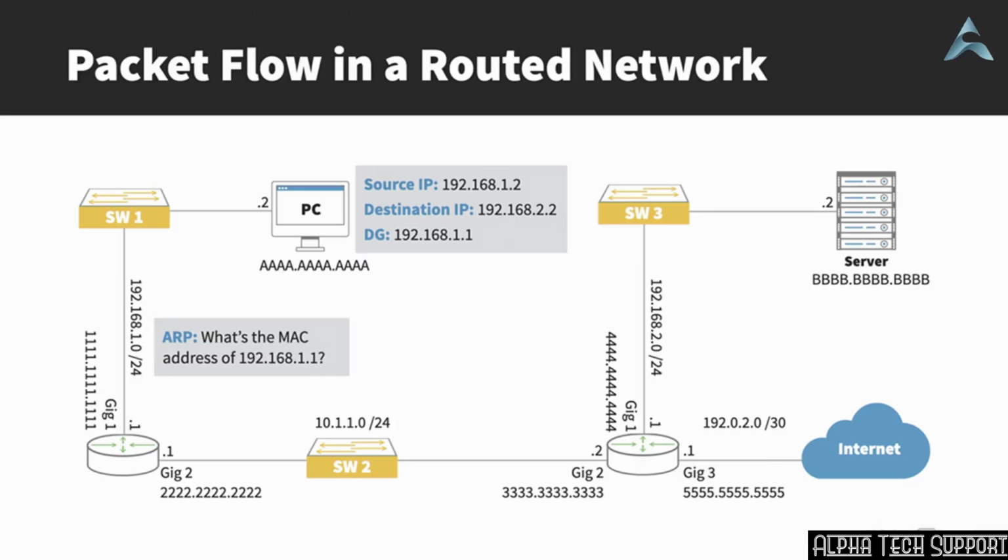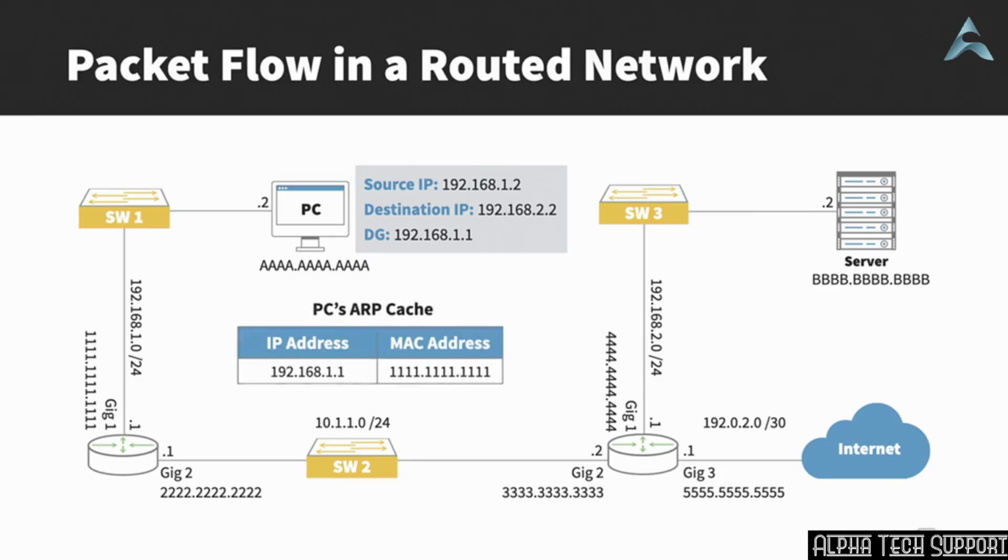192.168.1.1? And router R1 says, yes, that's me. I have the all 1's MAC address. The PC gets that, and it makes a note of that in its ARP cache. So the next time it wants to go to 192.168.1.1, it doesn't have to send out an ARP broadcast. It's going to memorize the MAC address of that IP address. So now the PC is ready to send out its packet going to the server.